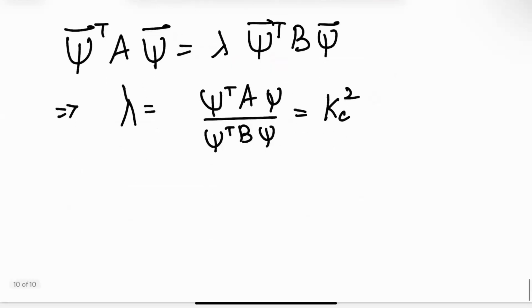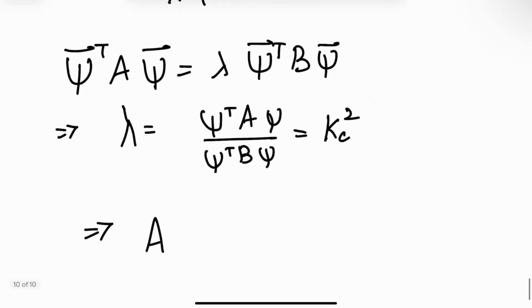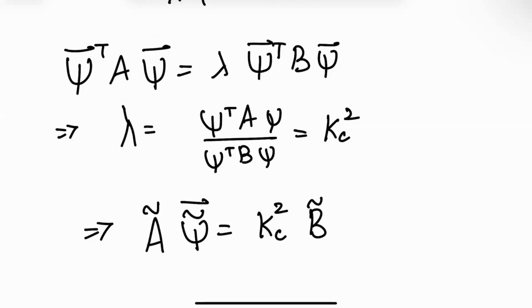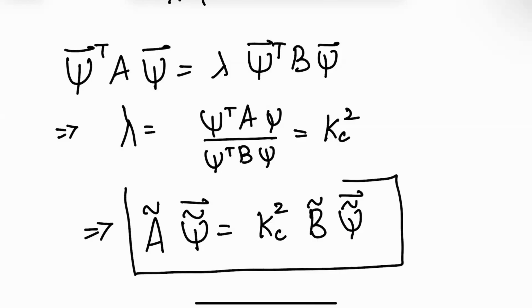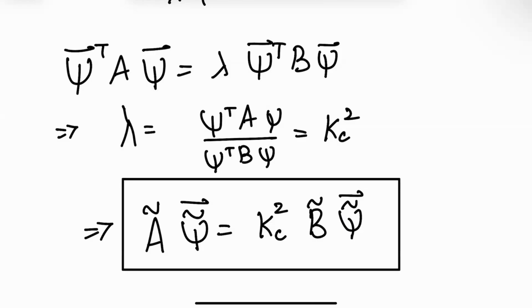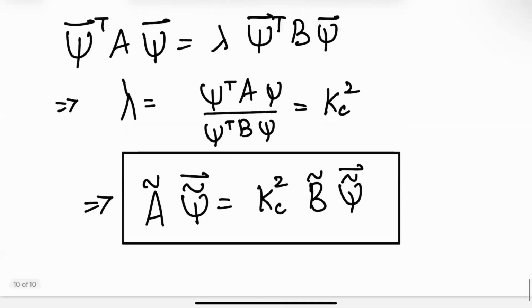So this implies that A tilde psi is equal to kc squared B tilde psi vector. So that completes the proof. And of course, from this, you can do the connection matrix and then reduce it into the final form, which we discussed earlier.